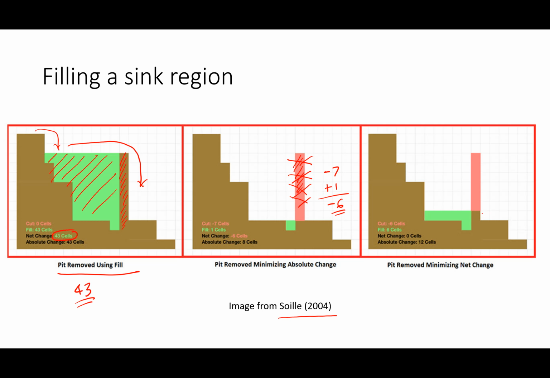And then if we look at this third figure, what we have here is we sort of minimized the net change by filling and also cutting. So we cut 6 cells and we filled 6 cells, and the net change in this case is 0. So there are multiple ways of how you can fill sinks. The previous example of filling one cell was the simplest one, and what you see on this slide is how you can fill a sink zone by minimizing the net change in the data using this method proposed by this author in 2004. So I hope you understand what a sink is and how we can fill that sink in a DEM.